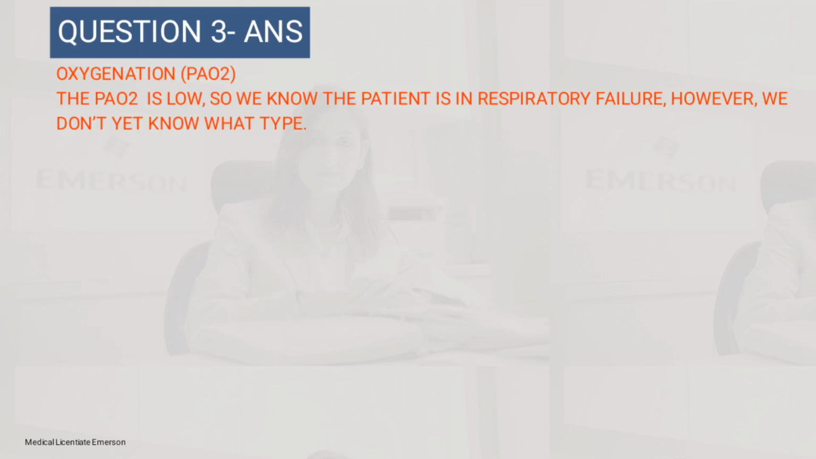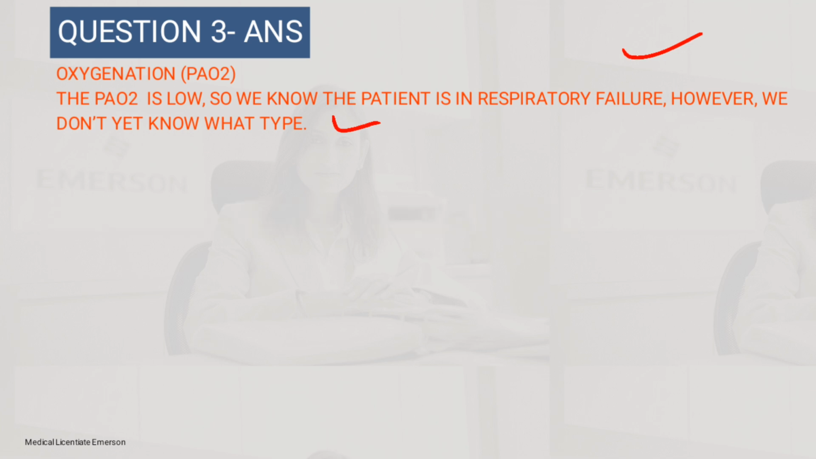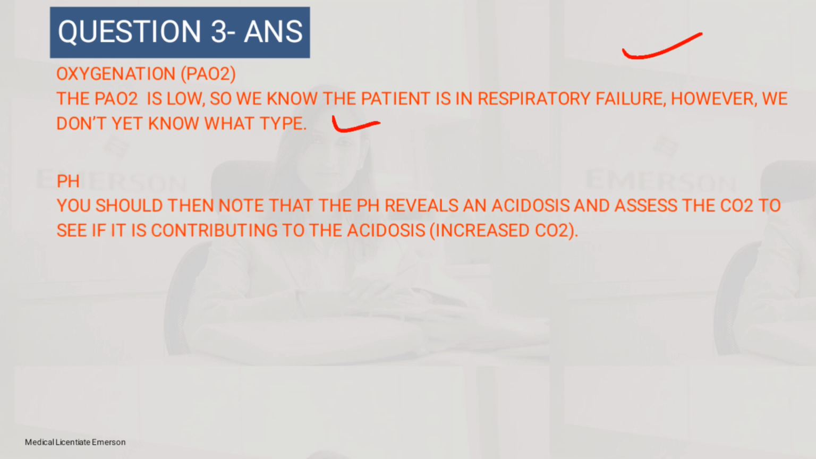So in terms of oxygenation, the oxygenation is low, so we know that the patient is in respiratory failure. However, we don't yet know what type exactly we are dealing with, by type meaning whether it's type 1 or type 2. But the pH, you should note, reveals an acidosis, and you assess the carbon dioxide to see if it is contributing to the acidosis.